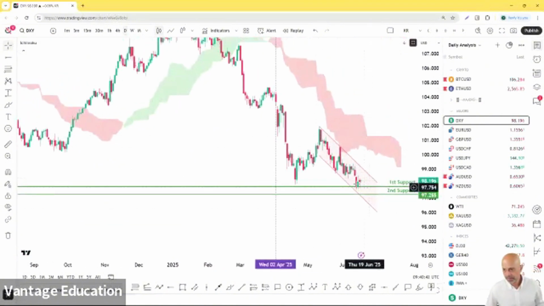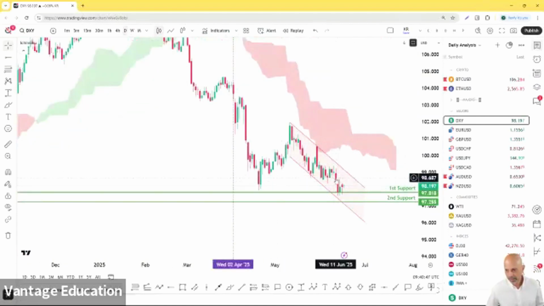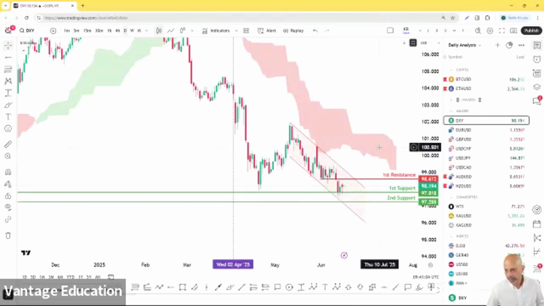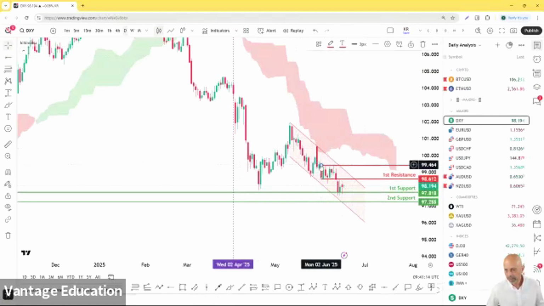Right, in terms of resistances, there's a pretty noticeable gap here on the chart for the dollar index between Wednesday and Thursday, 11th and 12th of June. This gap here could serve as an intermediate resistance level as well. I would say this would serve as the first resistance, and this level sits at 98.60. Higher up, we can also see the dollar index remaining under 98.40 in the first week of June as well.